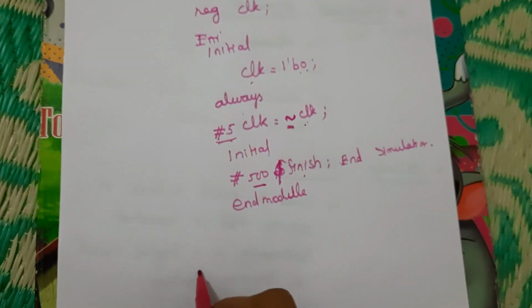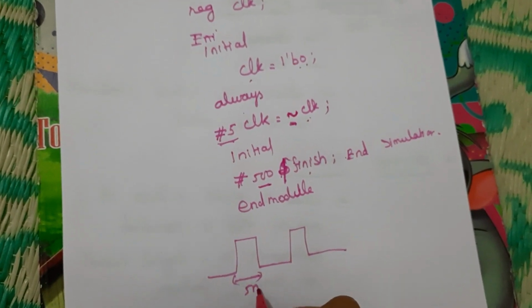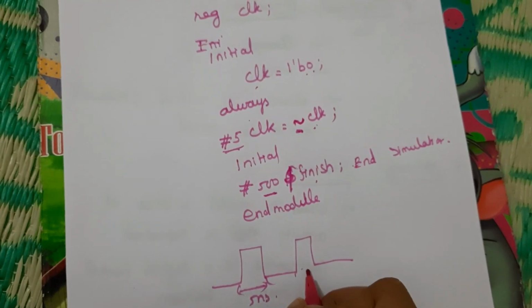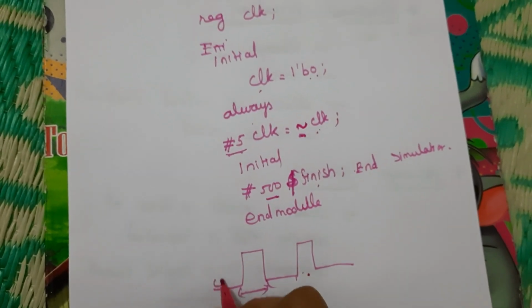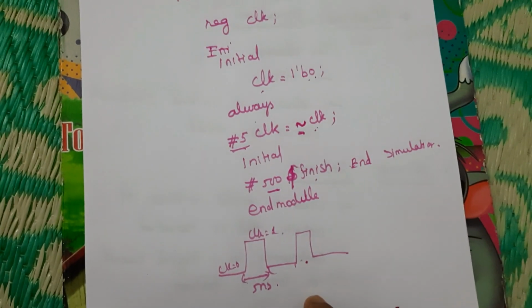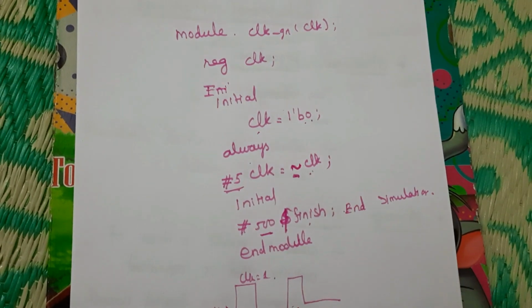So we will get the clock output like this. The time period for this is 5 nanoseconds. So after 5 nanoseconds we will get another pulse. So here clock is 0 and here clock is 1. So this clock is generated by using this always and initial block.